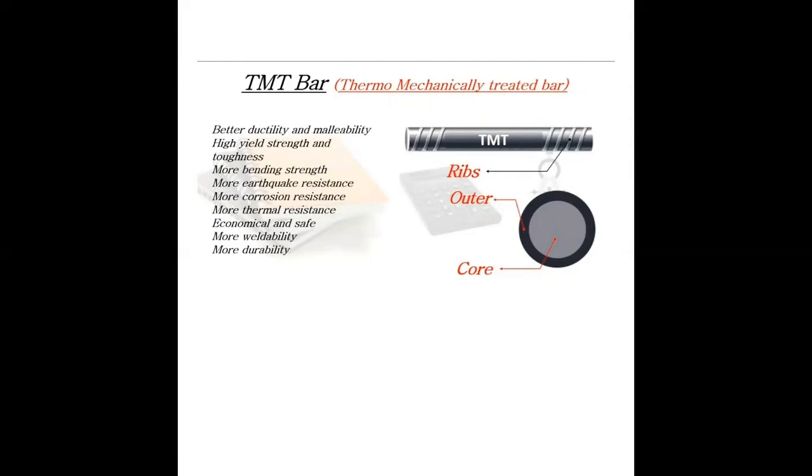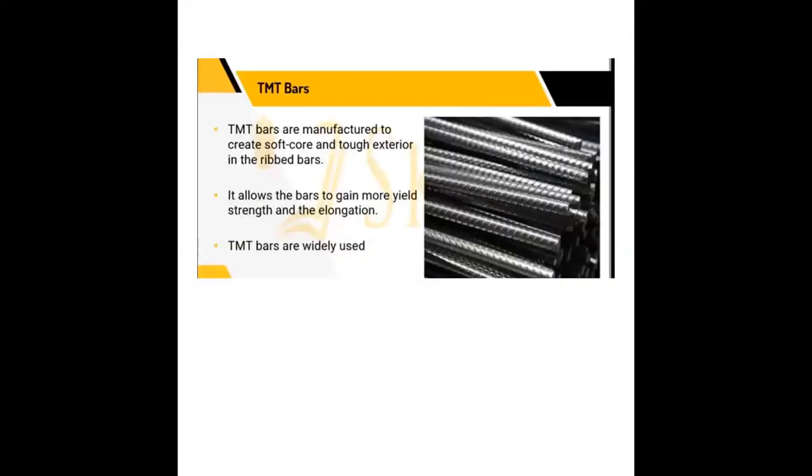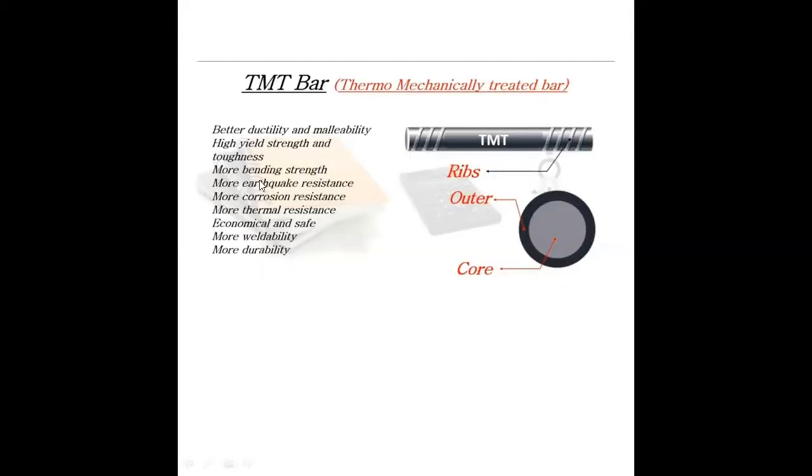Better ductility and malleability, high yield strength and toughness, more building strength, more earthquake resistance. These are TMT bars, mainly used in building construction, and they have these types of properties. More building strength, more earthquake resistance, more corrosion resistance, more thermal resistance, economical and safe, more availability, more durability. We are discussing the thermomechanically treated bar.